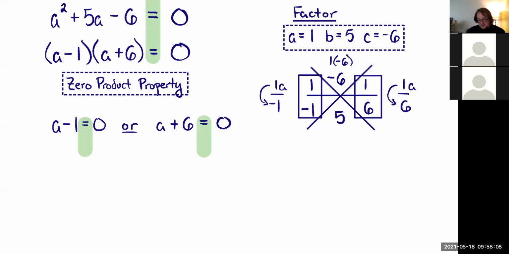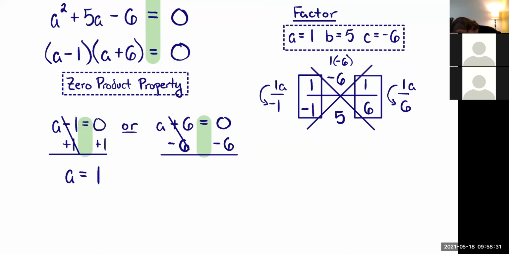How would you solve that first one? Plus 1 to both sides. So you get a equals 1. How would you solve the second one? Subtract 6. You get a equals -6. Now, for a moment, I'm going to go ahead and box both of these in so that I can find them.